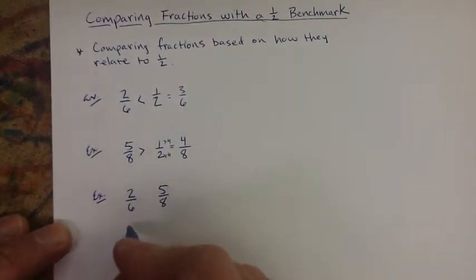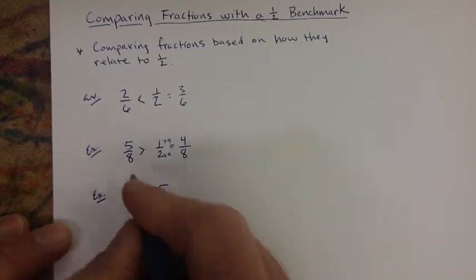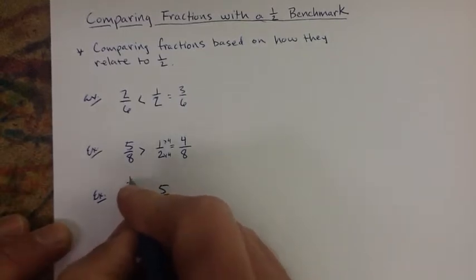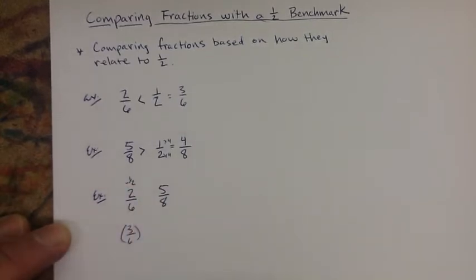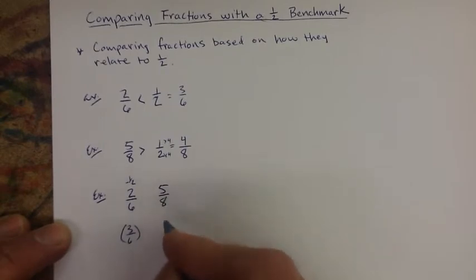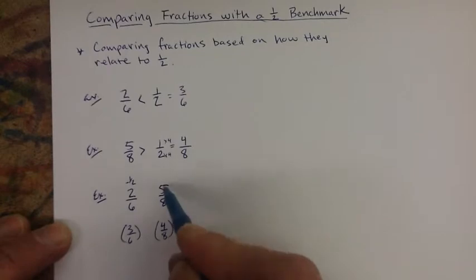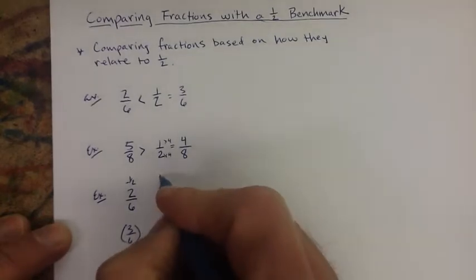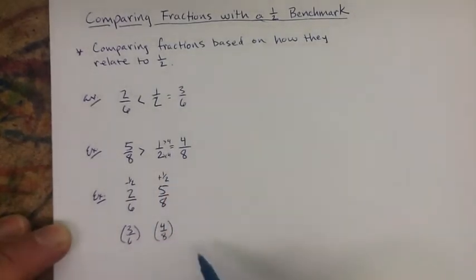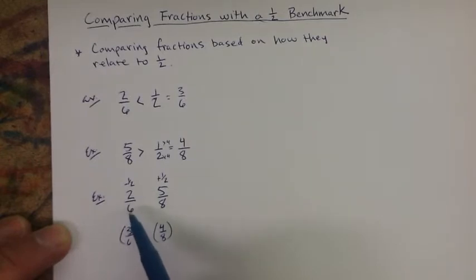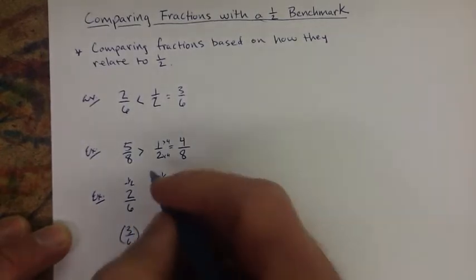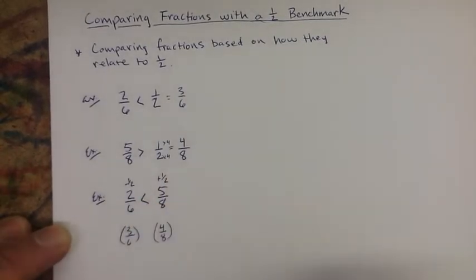So 2/6, we said half would be 3/6. And since 2/6 is less than 3/6, that's going to be less than 1/2. Now for 5/8, we said that half was 4/8. Since 5/8 is greater than 4/8, this would be greater than 1/2. So since 2/6 is less than 1/2 and 5/8 is greater than 1/2, 2/6 would be less than 5/8.